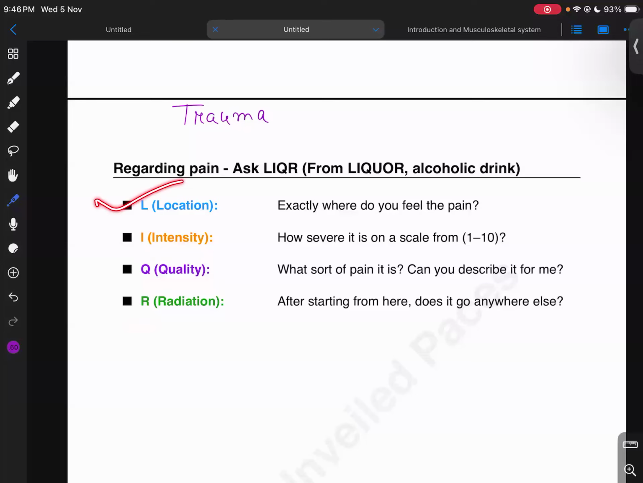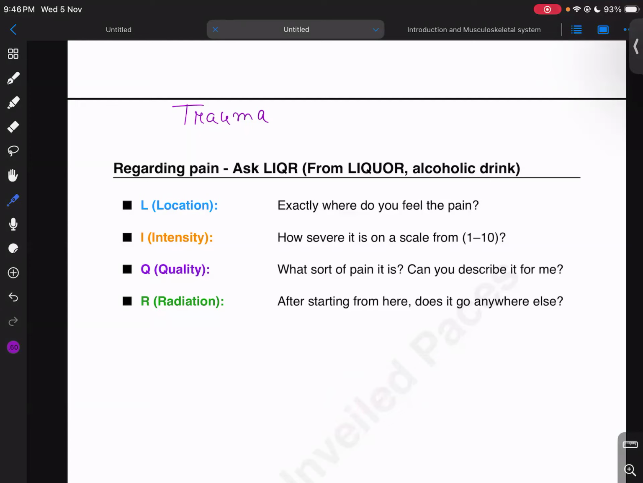L stands for location. For the location, we have to ask, where do you feel the pain exactly? This is a very important question for any kind of pain. It has happened multiple times in the PACES exam that the patient came with hand pain, but the candidate did not ask, where did you feel the pain exactly? That is why he lost his mark in the clinical communication skill. And the margin is very narrow. The therapeutic index is very narrow, that is 2. So if you make a mistake in one thing, you will automatically get 1.